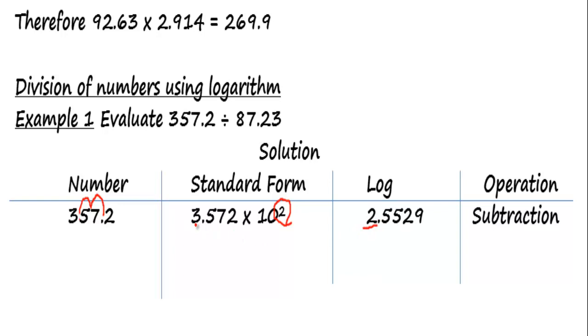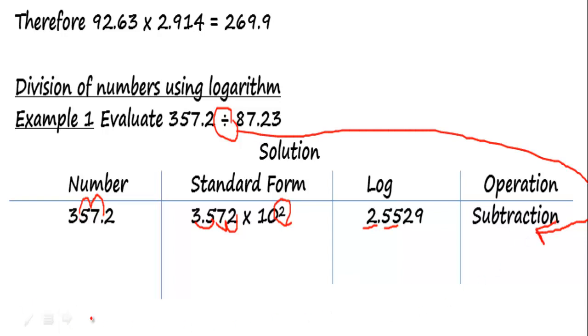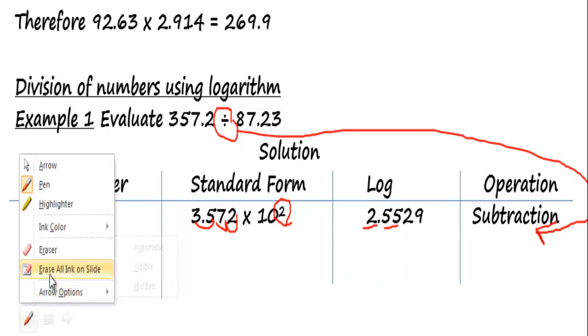You will now go to your 4-figure table. You will look at 35. Are you seeing me? Under 7. Are you seeing me? Difference 2. You write 35 under 7. What do you see on 35 under 7? You write it down. And then what do you see at the far end of difference 2? You write it down. You add them together, you will get 5529. Are you following? Then what is the operation? Since it is a division, then the operation in logarithm will be what? Subtraction. Are you getting me?